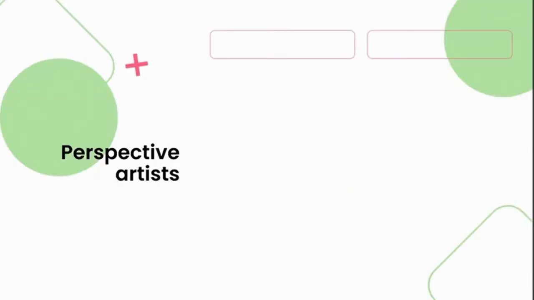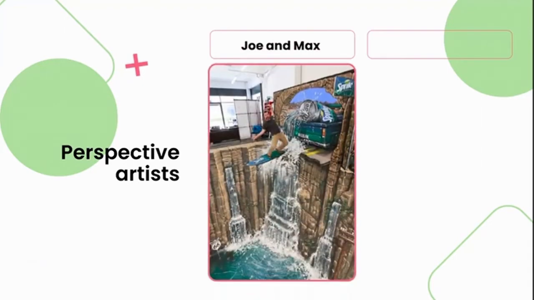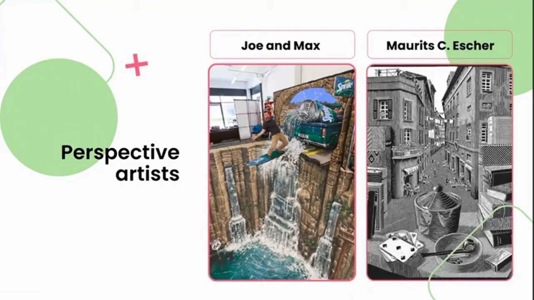So there are some really amazing perspective artists out there, and 2 of them I'd encourage you to take a deeper look at are, firstly, Joe and Max. These are artists who have traveled the globe creating their artwork in a range of spaces and formats for different clients. And then our second artist, who is actually a Dutch artist, is Maurits C. Escher. His work is absolutely phenomenal and he is more of a historic artist, and probably one worth studying in a little bit more depth.